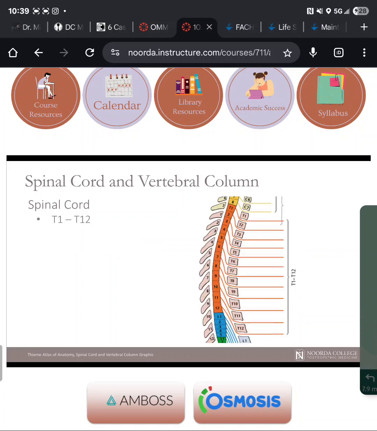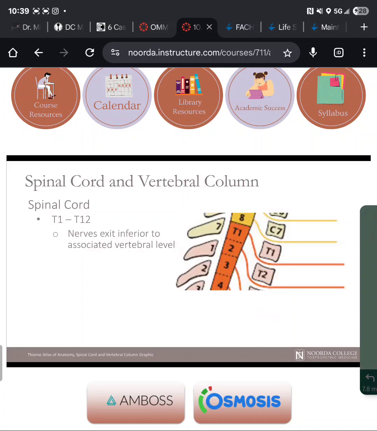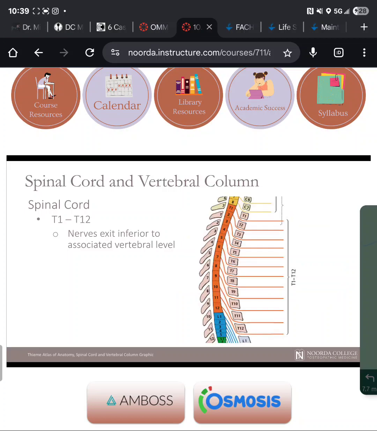In the thoracic region, there are 12 spinal cord segments and 12 vertebrae, and the spinal nerves exit inferior to their associated vertebral level. So if we look at the T1 spinal cord segment, we can follow out the T1 spinal nerve, and we see that it exits the vertebral column inferior to the T1 vertebra. Now take a look at the relationship between the T1 spinal cord segment and the T1 vertebra, and compare that to the relationship between the T12 spinal cord segment and the T12 vertebra. How are those different? If we look, the T1 spinal cord segment is relatively close to the T1 vertebra, and then as we move inferiorly, we see that the T12 spinal cord segment is a little further away from the T12 vertebra than T1 was.